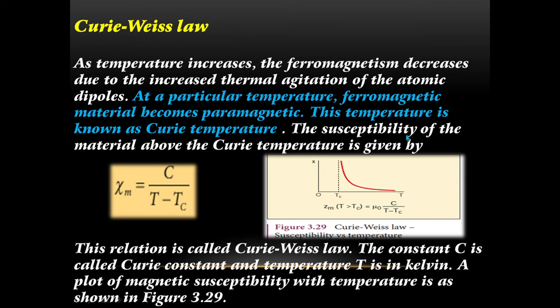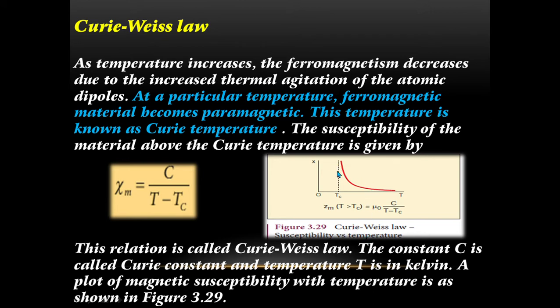The susceptibility of the material above the Curie temperature is given by chi m is equal to C divided by T minus Tc. This is the formula for the ferromagnetic material. Chi m is equal to C divided by T minus Tc. This is the graph for the Curie-Weiss law.